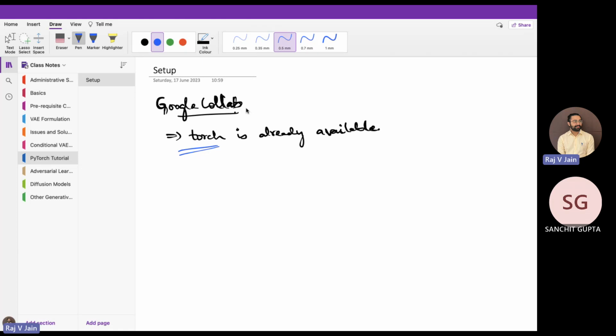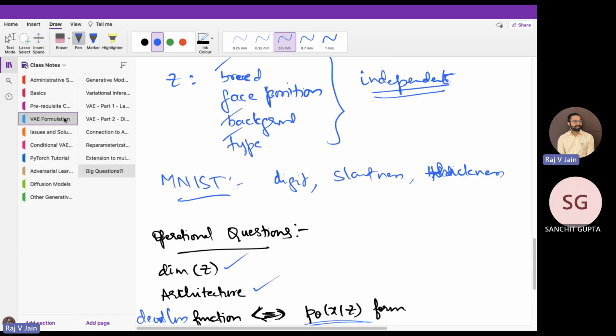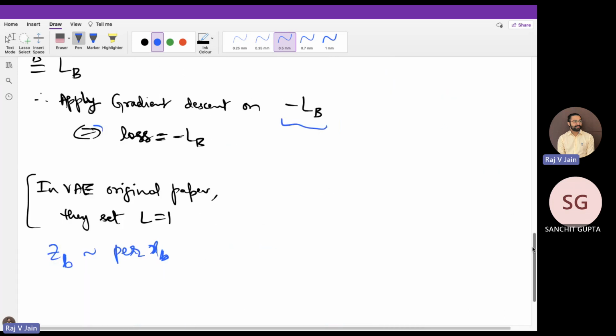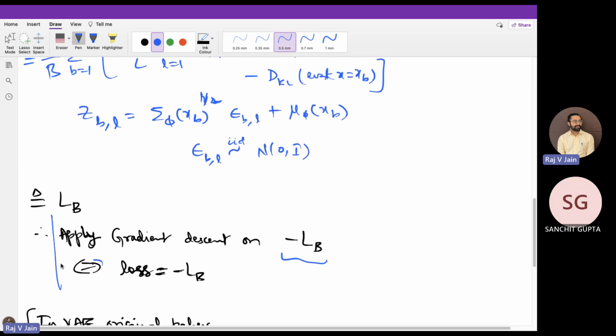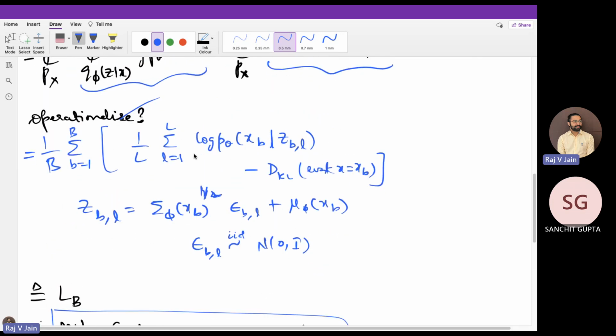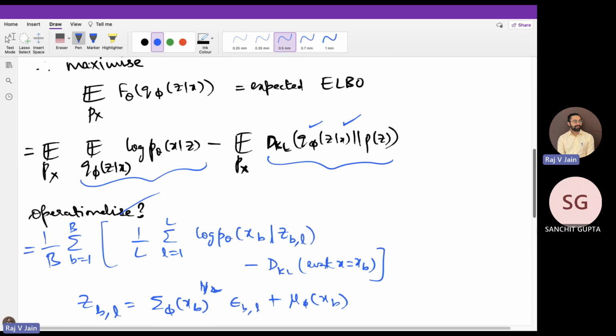So are you saying that after doing all these things, I'm good to go and train VAEs on whatever I want? Or will it require something more? No, because we have discussed exactly how to sample and how to pass gradients, everything. That's the whole point. In the VAE formulation, when we came to the extension to multiple points, that's exactly where we discussed this idea: what should you apply gradient descent on? We said minus LB. What is LB? We said LB is actually an expectation.